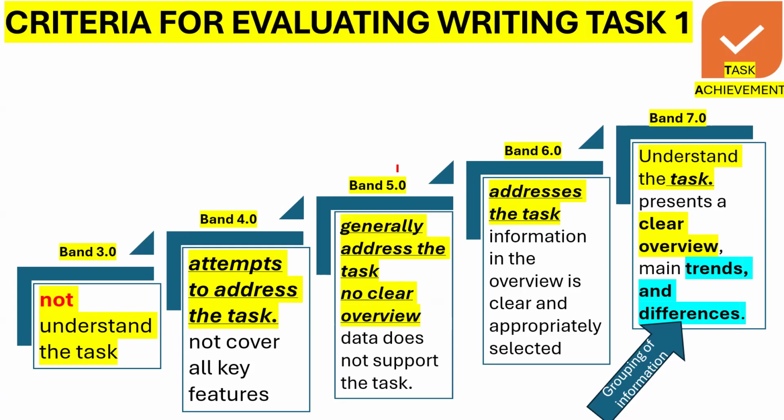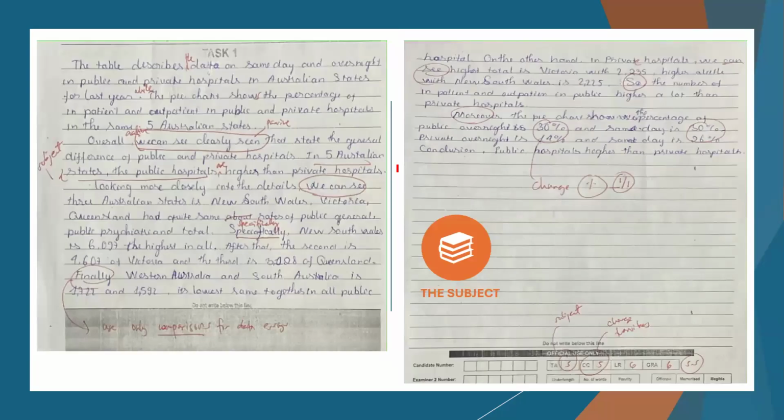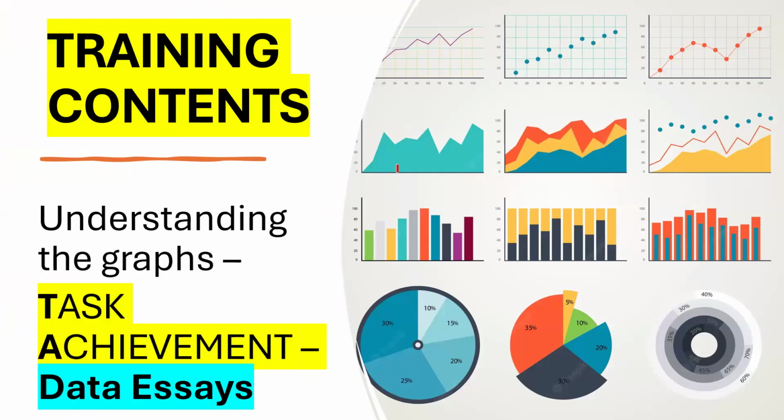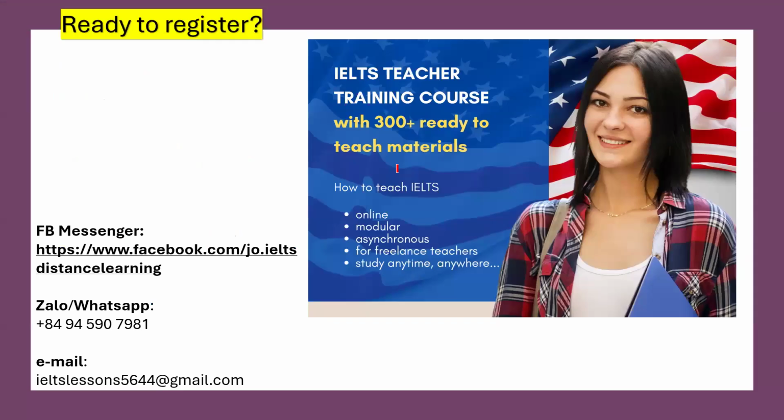This is how we group our information, or which information should be written in the first body paragraph and which in the second body paragraph. So now we understand how to get a band 7.0 for writing task 1 data essay. I hope that you learned enough from this short session, and you will use this in your IELTS writing task 1.